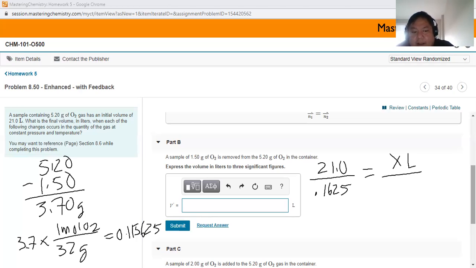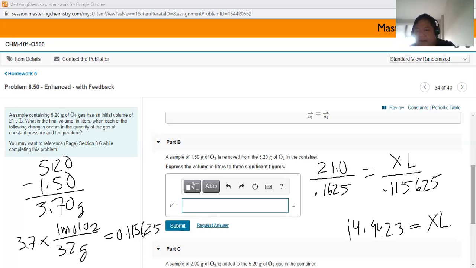And that's going to be divided by what we just calculated, 0.115625. We're going to do the same thing: multiply both sides by the denominator, 0.115625, and then get our answer. So I do that times 21 divided by 0.1625, and I get 14.9423 when I solve for X. This is just me writing a lot of values down. So then I round to the third one, so this should be 14.9 liters.